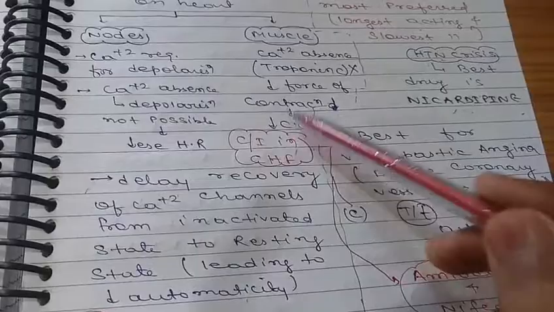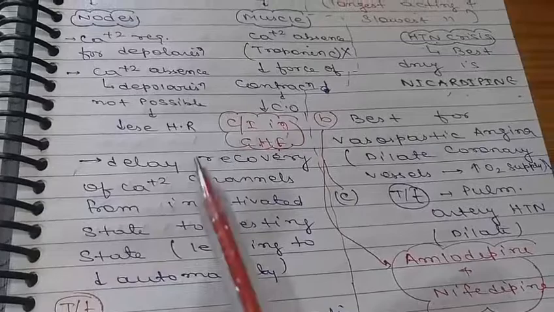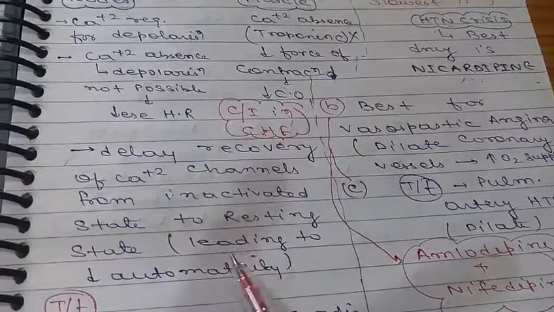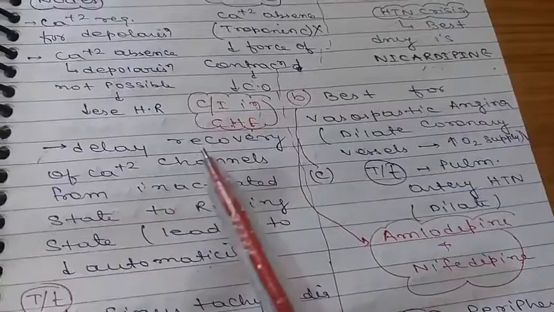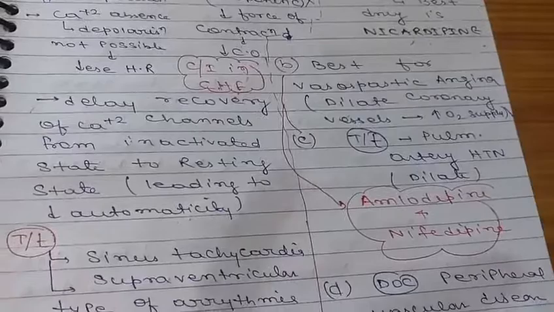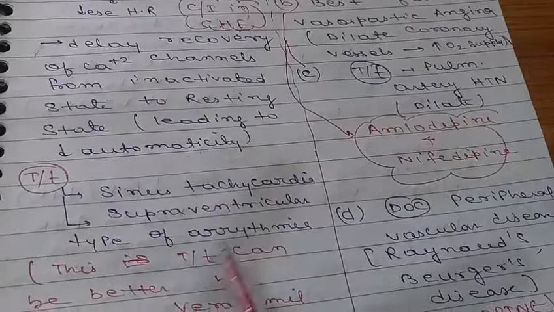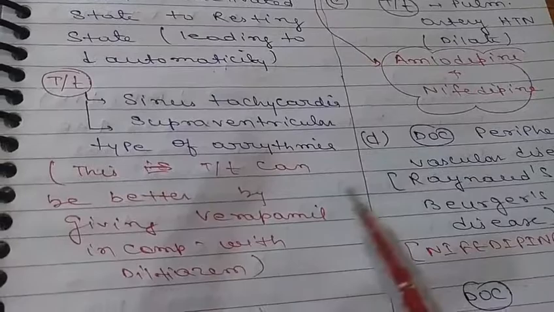Clear? One more point, these drugs also delay recovery of calcium channels from inactivated state to resting state. This will lead to decreased automaticity. This point we will discuss in detail when we discuss the cardiovascular system again. Now the next point: these drugs, old calcium channel blockers, can be given in sinus tachycardia and supraventricular types of arrhythmia. Okay, this treatment is better with verapamil compared with diltiazem.